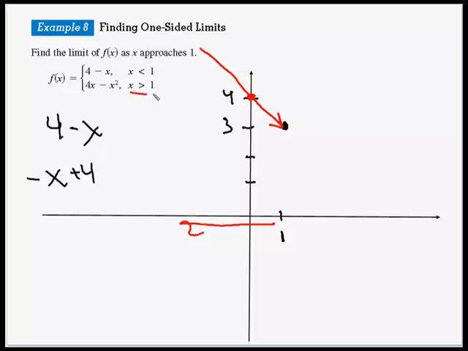And now let's see what happens for greater than 1. For greater than 1, we have 4x minus x squared, or negative x squared plus 4x. The squared tells me it's a parabola, and the negative tells me it's downward opening. And if we plug in the 1, we're right back here at 3. So here we're going to have a roughly looking downward opening parabola. So here's the graph of our piecewise function.